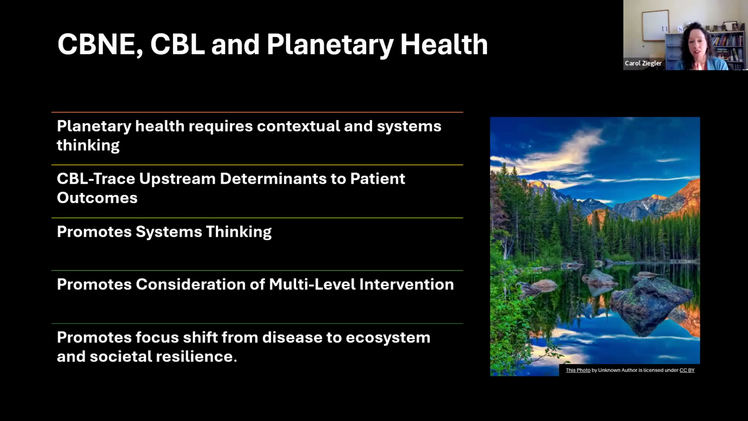Planetary health really sits at that intersection of ecology, social, commercial, political determinants, the exposome, and human health. So it's a really good way when we bring all those things together to help the students trace how heat waves, pollution, food insecurity, water scarcity, how those trace back to patient outcomes. And then that really nurtures that systems thinking when they put these things in practice.